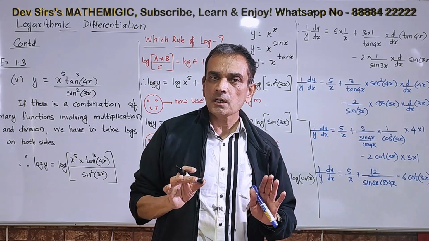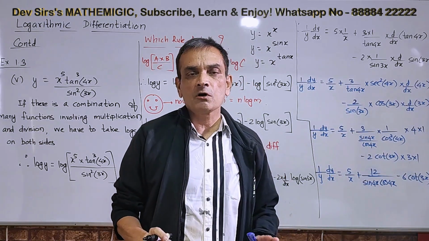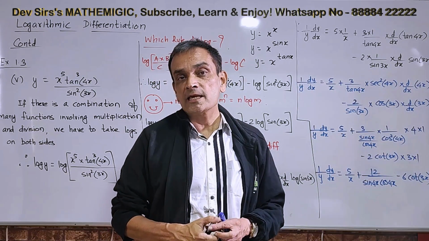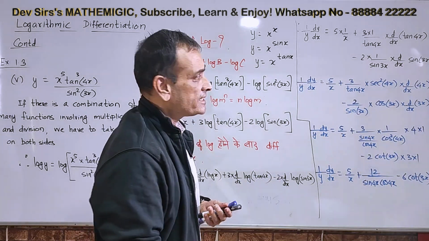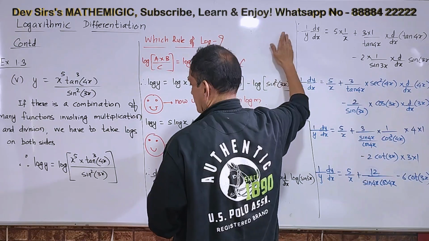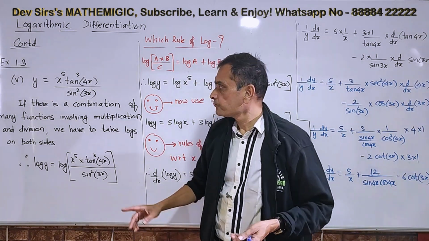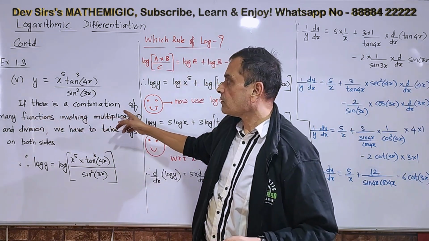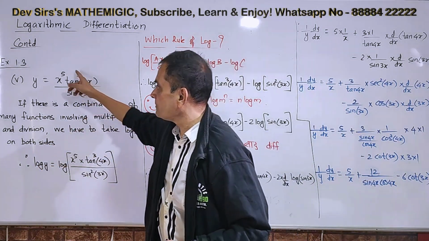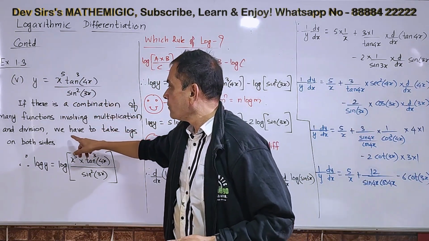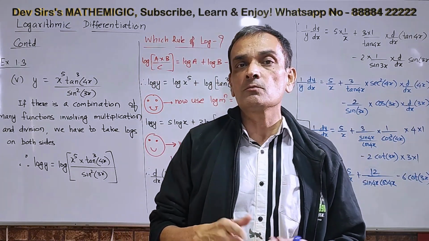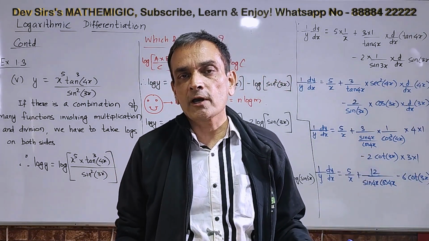दोनों तरफ log लेने के बाद use rules of logs and solve. That is one type. Today we are taking the second type. तो देखते हैं क्या है second type. तो second type में क्या है? If there is a combination of many functions involving multiplication and division, we have to take logs on both sides, means use logarithmic differentiation.